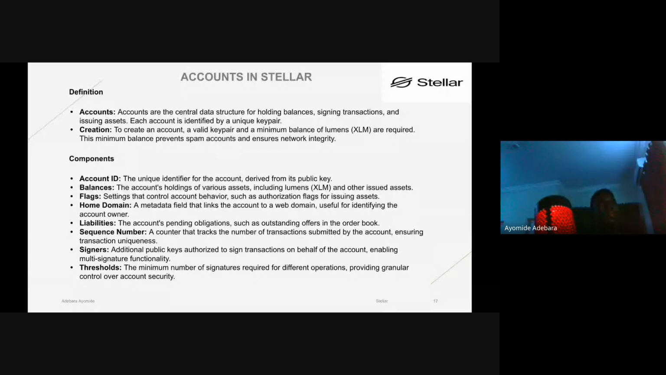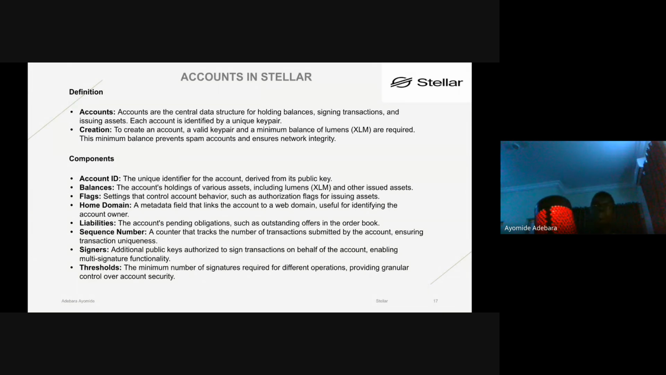You have liabilities. What are liabilities? These are the account's pending obligations, such as outstanding offers in the order book. Now, all of these things you're seeing here are quite high-level, because when we are talking about order book, then we are talking about trading. We are talking about exchange of assets. While I was explaining liquidity in a pool, that is one type of decentralized trading. Another one could be order book.